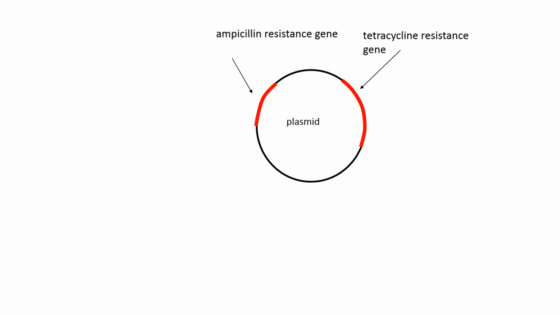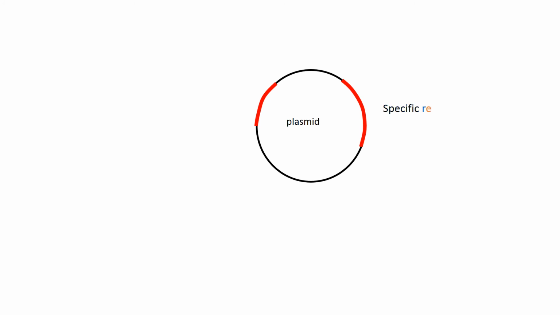Now this may seem a bit strange. We're trying to make bacteria that are antibiotic resistant, but this is only for laboratory purpose to help us identify the bacteria that contain the plasmid with the insulin gene. Now, what we want is to insert the human insulin gene into one of these antibiotic resistant genes. So hopefully there's going to be a restriction enzyme site there which we can make use of.